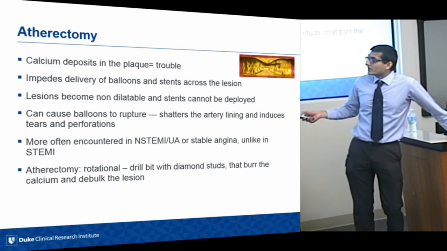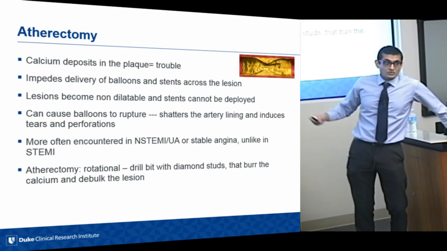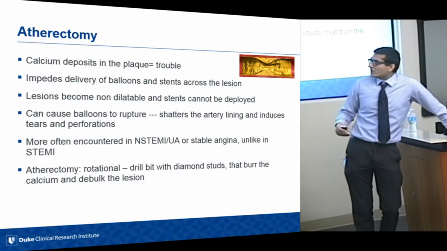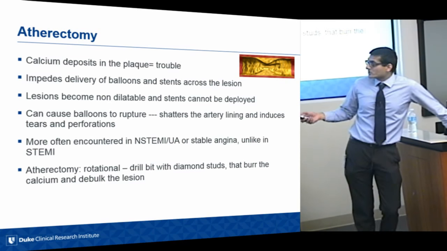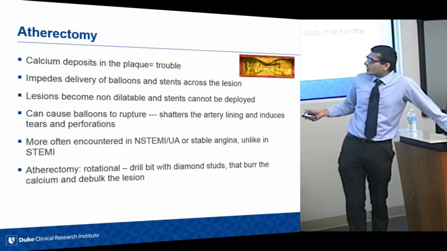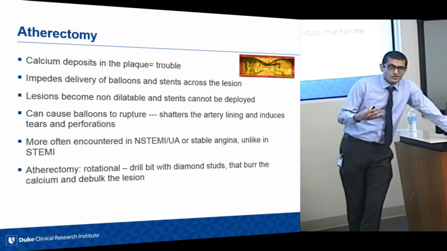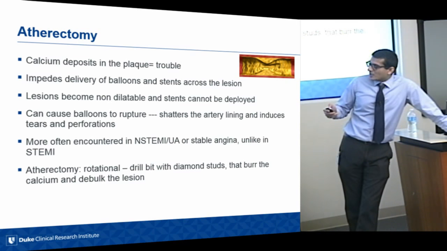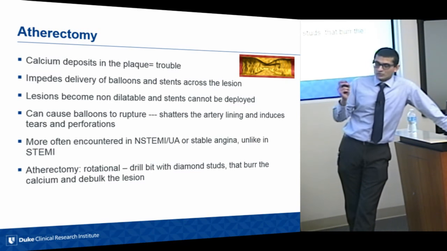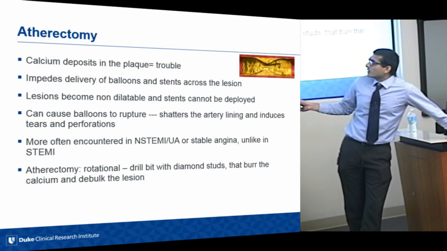And the other thing that calcium could do is when we try and inflate this balloon, the calcium could literally poke this balloon and burst it. When that happens, it really shatters the lining of the artery. It could damage the artery, induces a lot of tears. It could perforate the artery, and that's really never a good thing. It's more commonly encountered in non-STEMI or unstable angina, as opposed to STEMI. STEMI is usually clot. It's usually very fresh. But when we occasionally see it, you need to drill that calcium down, create a path so that the balloons can expand normally.